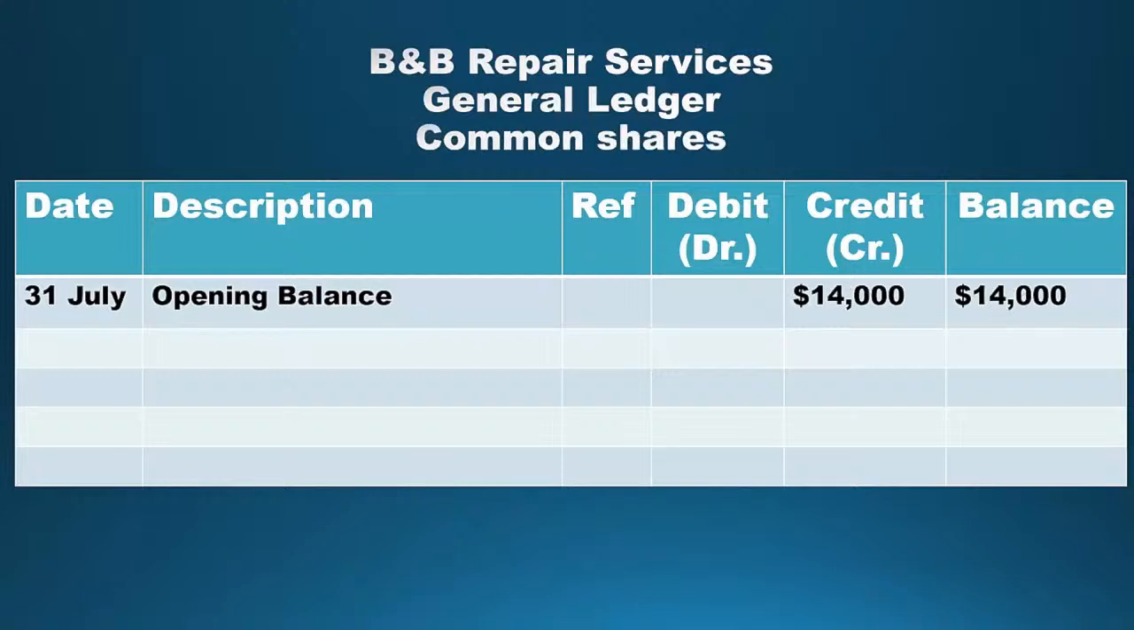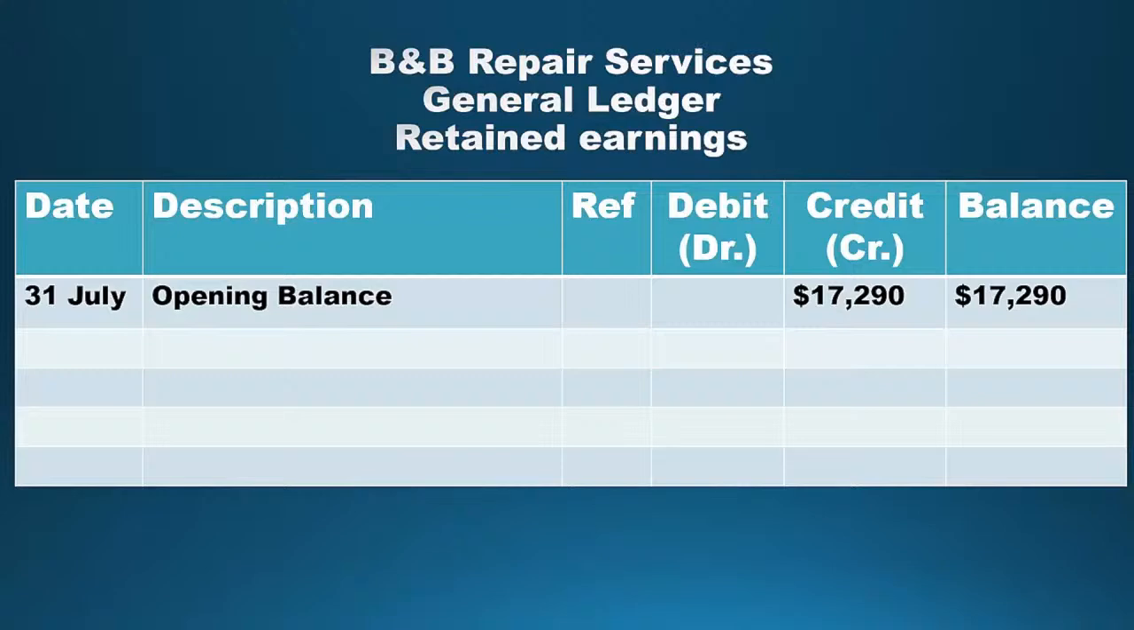11. Common shares. The common shares account represents the owner's initial investment in the business. On July 31st, the balance is $14,000. This is an equity account, so the opening balance is recorded on the credit side of the ledger. 12. Retained earnings. Retained earnings represents the accumulated profits of the company that haven't been paid out as dividends. As of July 31st, the balance is $17,290. Retained earnings is an equity account, so this opening balance is recorded on the credit side of the ledger.